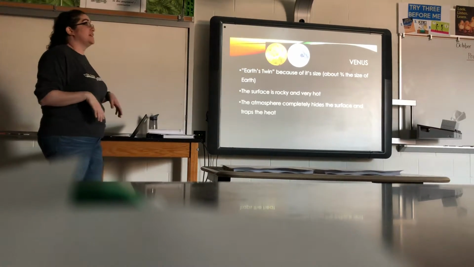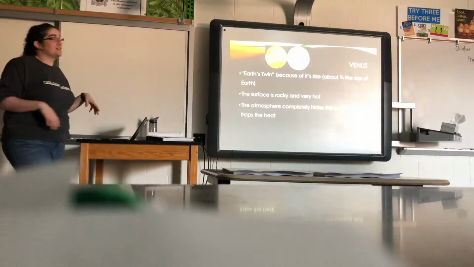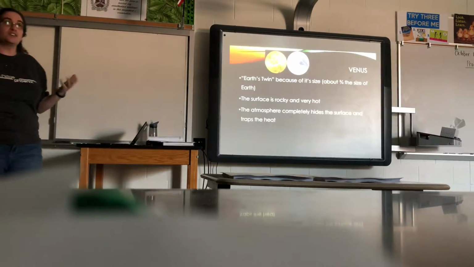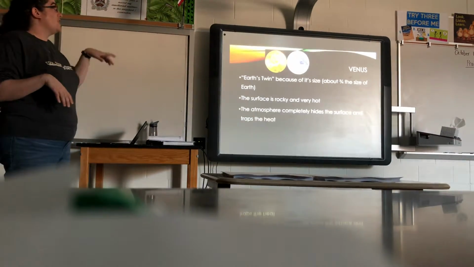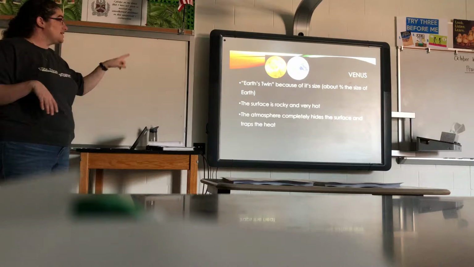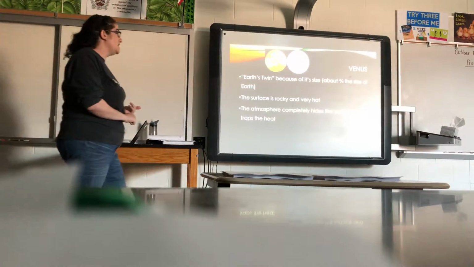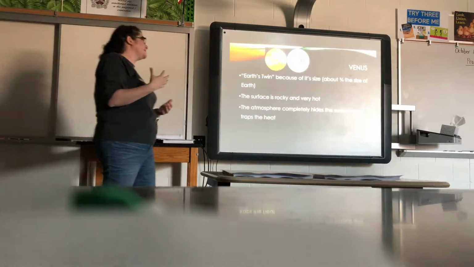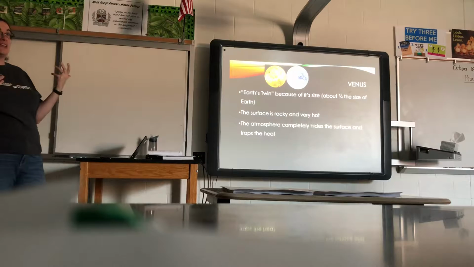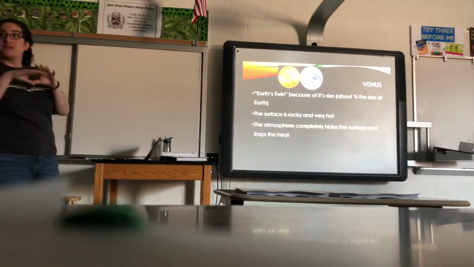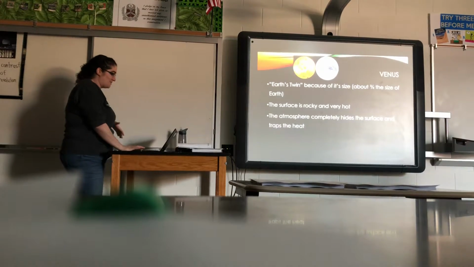Then we have Venus, and this one is sometimes called Earth's twin because it's about 3/4 the size of Earth. A lot of people think that Mars and Earth are really close in size, but Mars is actually smaller. Venus is what we call Earth's twin. The surface is rocky and very hot, and the atmosphere completely hides the surface and traps the heat. It can also have acid. We assume that it's going to have acid rain and stuff like that because of the way that it has this really thick and sort of scary looking atmosphere.